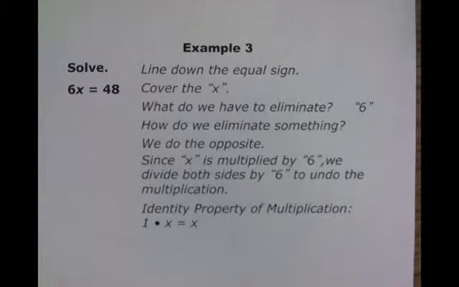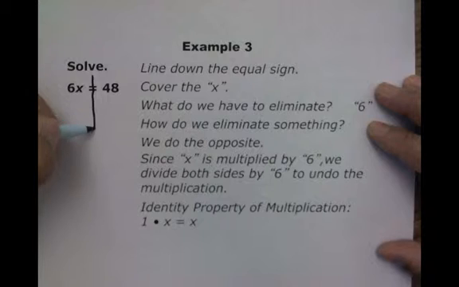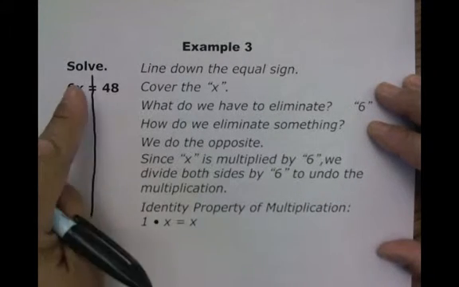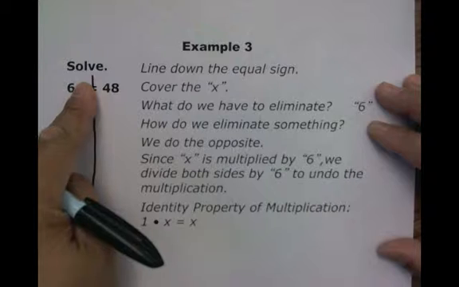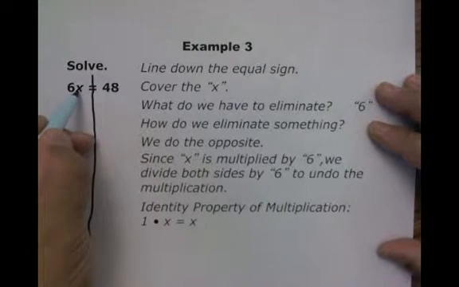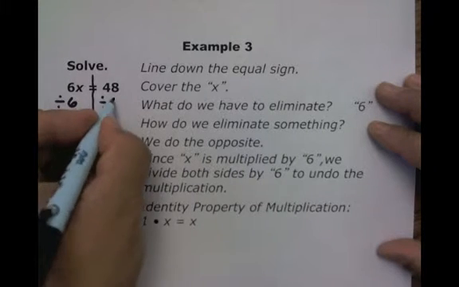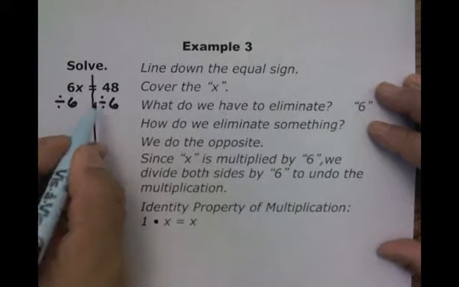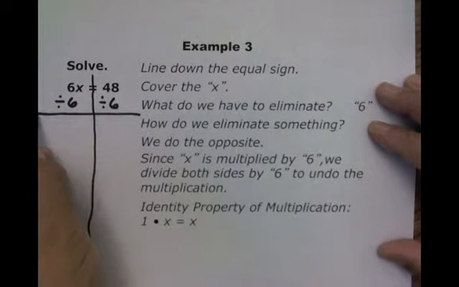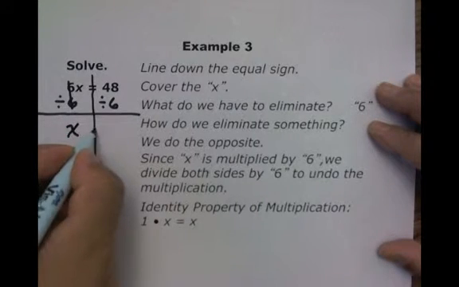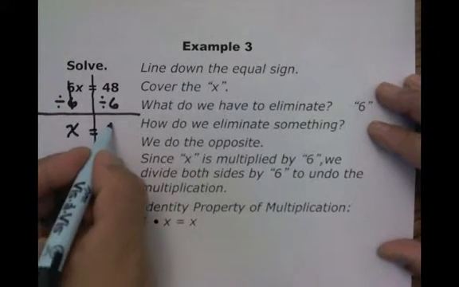Example 3, solving one-step equations. This time the problem is 6x equals 48. So again, the first thing I do is put my line down the equal sign, and then I cover the x. And this time I have to get rid of the 6. But remember, a number next to a letter means multiplication. So if I'm going to do the opposite, in order to get rid of the 6, I have to divide by 6. Remember, whatever I do to one side, I do to the other side. 6 divided by 6 cancels out to 1, so I can bring down that x. And 48 divided by 6 is 8.